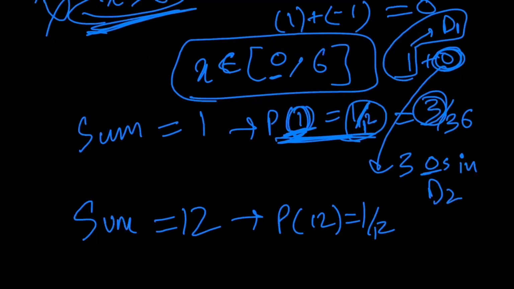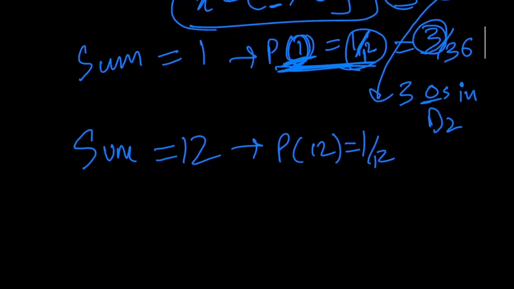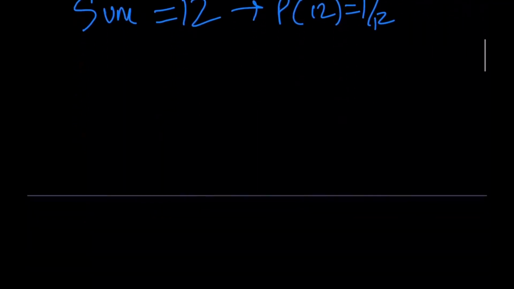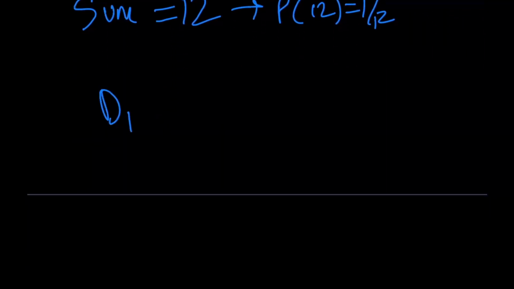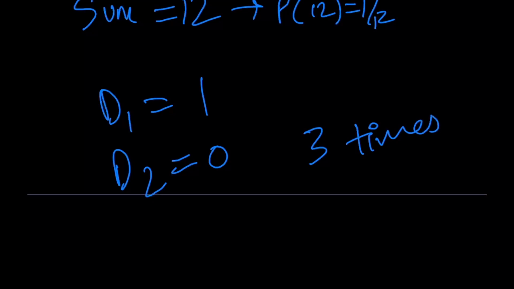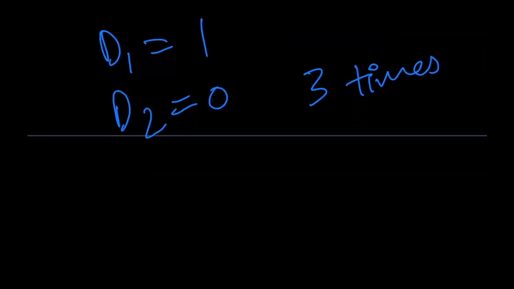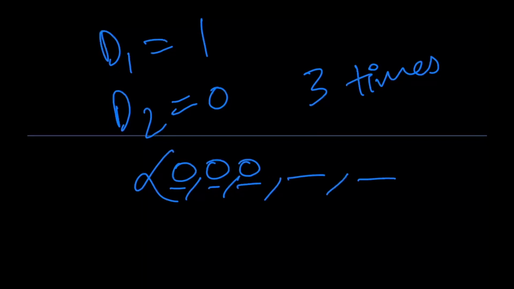In order to make those 3 possible combinations out of the 36 total possible combinations where the sum is equal to 1. What I'm trying to say is whenever D1 is equal to 1, D2 has to be 0 three separate times. And that is only possible when D2 has three separate zeros in its total possible outcomes.